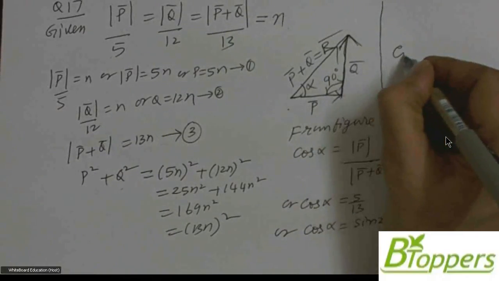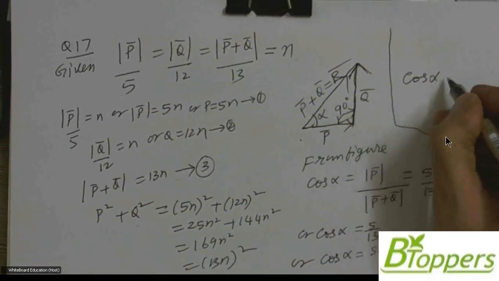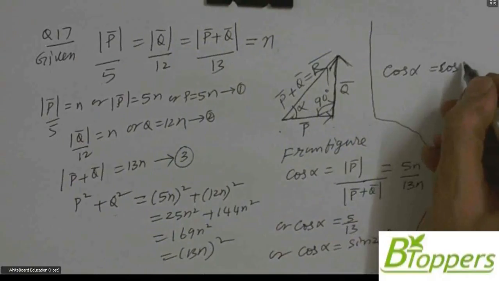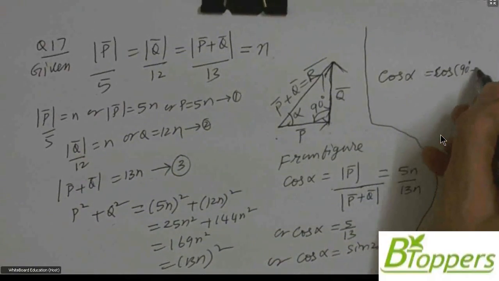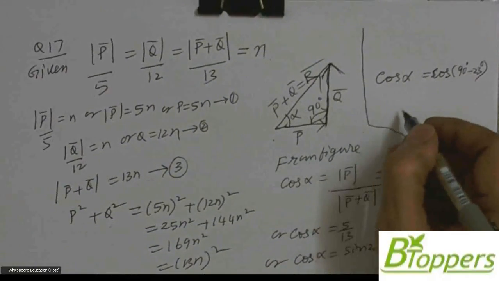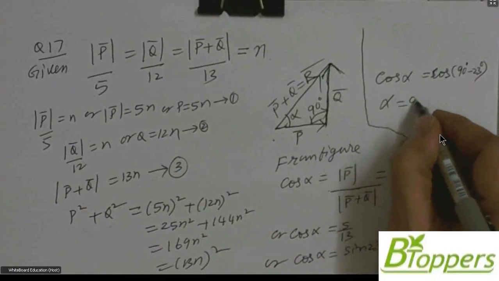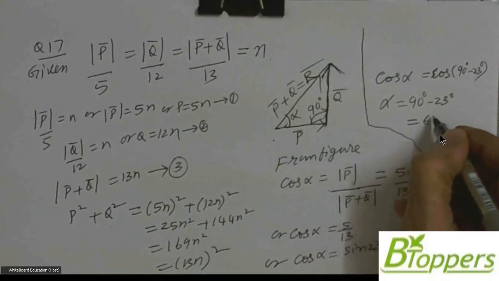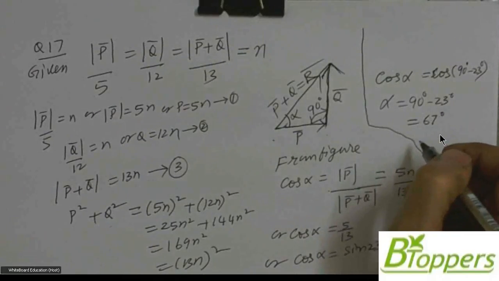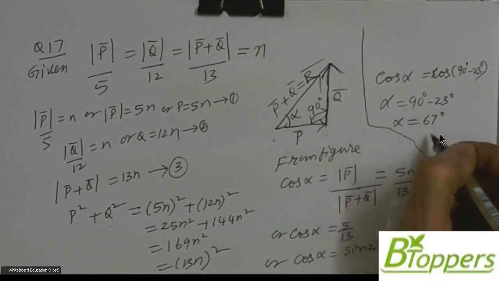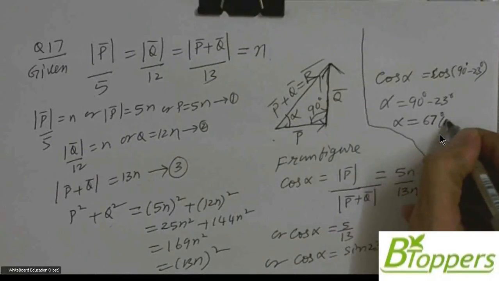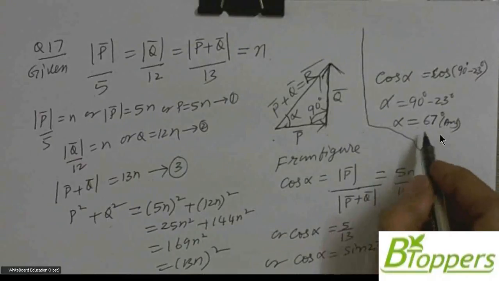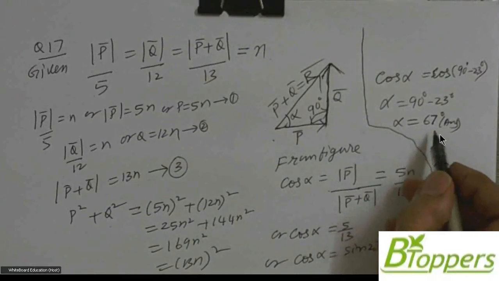So you can write cos alpha equal to cos of (90 minus 23) degrees, or alpha equal to 90 minus 23 degrees. That will be equal to 67 degrees. So alpha is the angle made by the resultant of the two vectors p bar and q bar with the first vector p bar.